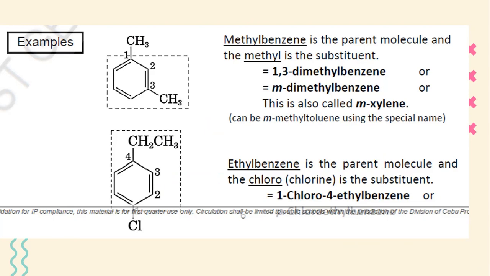Okay. Here is also another example. Correction, for example, there is also another special name. Xylene is another special name. So M-xylene. This can be M-methyltoluene or M-xylene. Methyltoluene is named as xylene.